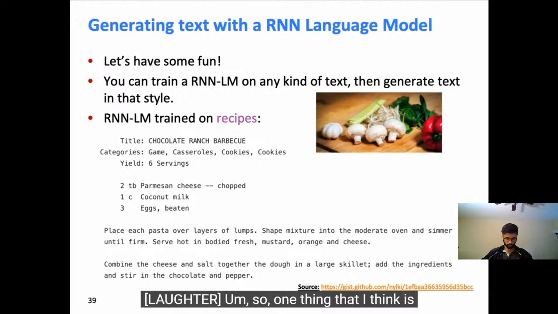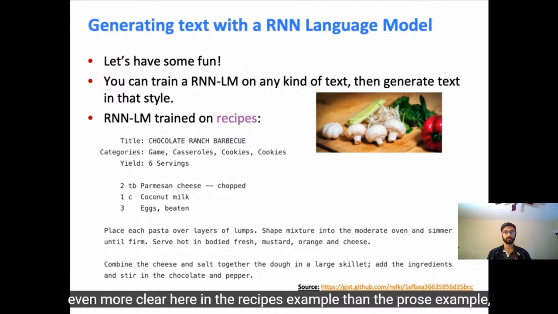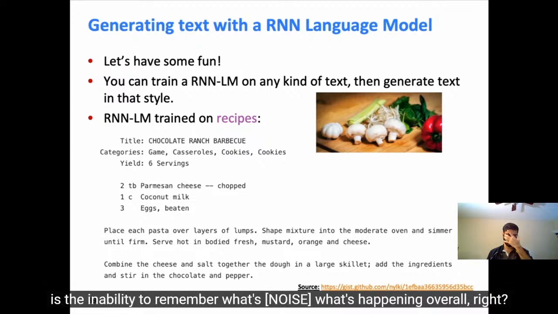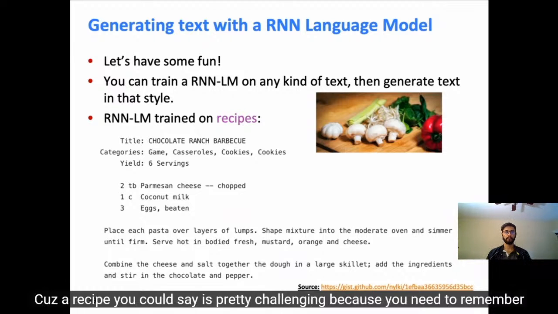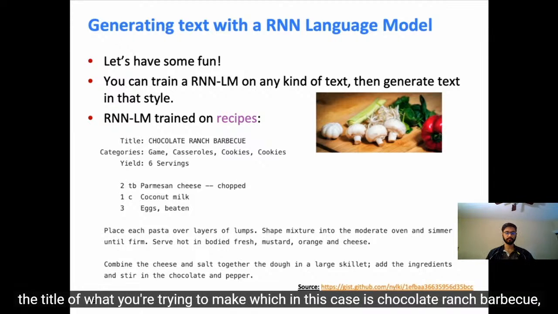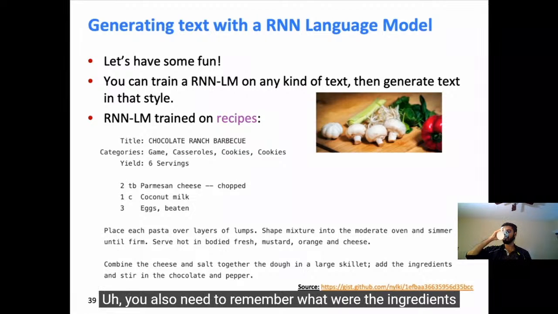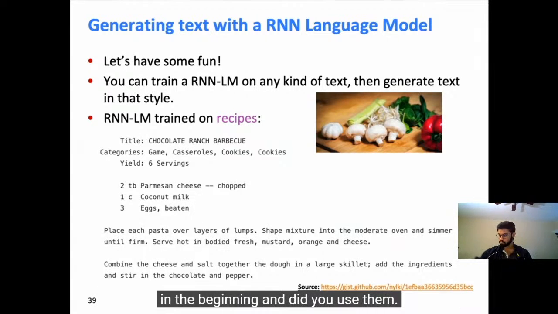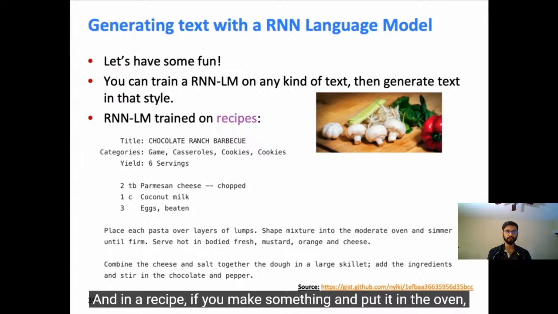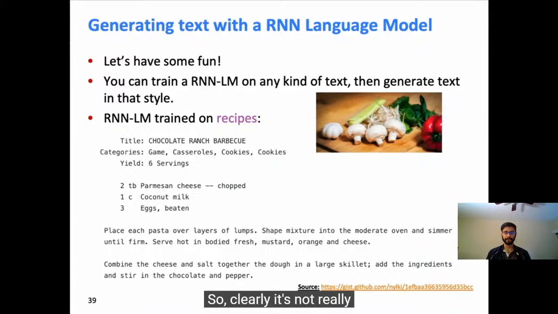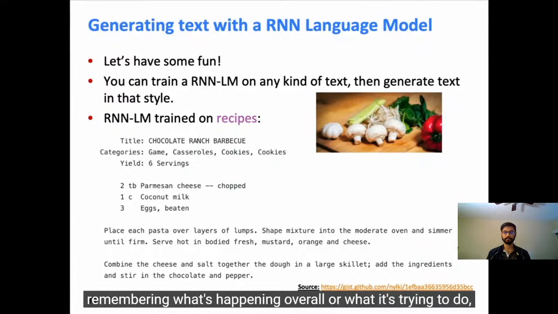So one thing that I think is even more clear here in the recipes example than the prose example is the inability to remember what's happening overall, right? Because a recipe is pretty challenging: you need to remember the title of what you're trying to make, which in this case is chocolate ranch barbecue, and you need to actually make that thing by the end. You also need to remember what the ingredients were at the beginning and whether you used them. And in a recipe, if you put something in the oven, you need to take it out later, and stuff like that, right? So clearly, it's not really remembering what's happening overall or what it's trying to do.